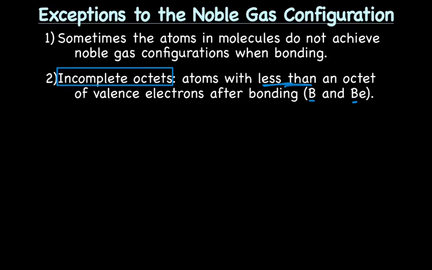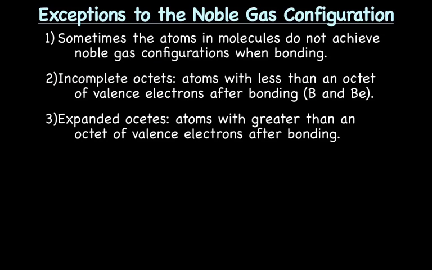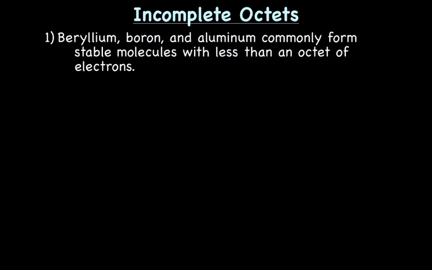Okay, the next type is expanded octets. And these are atoms that end up with greater than an octet of valence electrons after bonding. All right, incomplete octets. Three common atoms that form incomplete octets are beryllium, boron, and aluminum. And the reason for that has to do with the number of valence electrons.